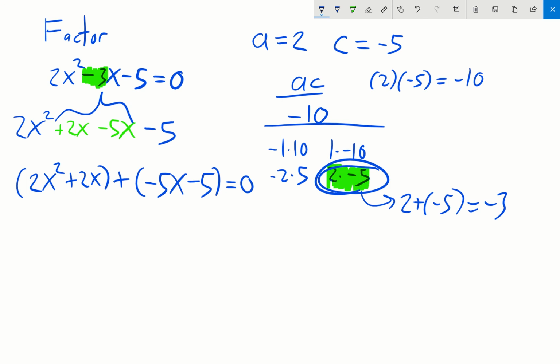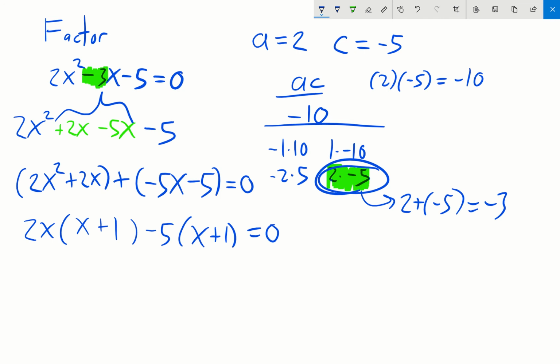With our grouping, we now pull the GCF out of each grouping. From the first grouping, we can factor out a 2x because that's the GCF. That'll leave us with an x plus 1. Out of the second grouping, the GCF is 5, but because the first term is also negative, I'm going to factor out a negative 5. When we do that, that gives us an x plus 1.